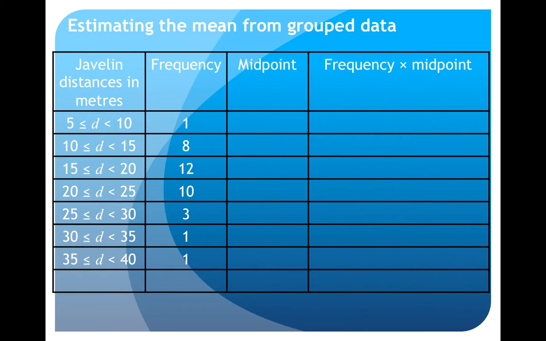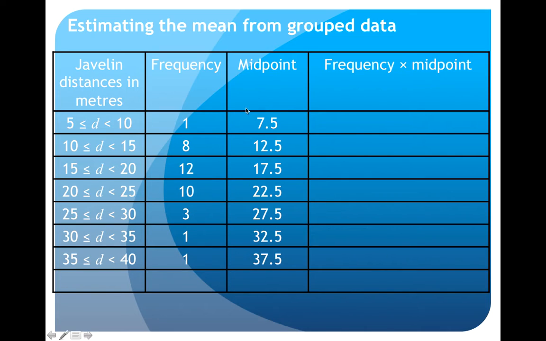So if we're trying to work all these out, we basically work out the midpoints for each of those class intervals. And if you're finding it difficult to calculate the value, then just add the lower and the upper limit together and divide by 2.